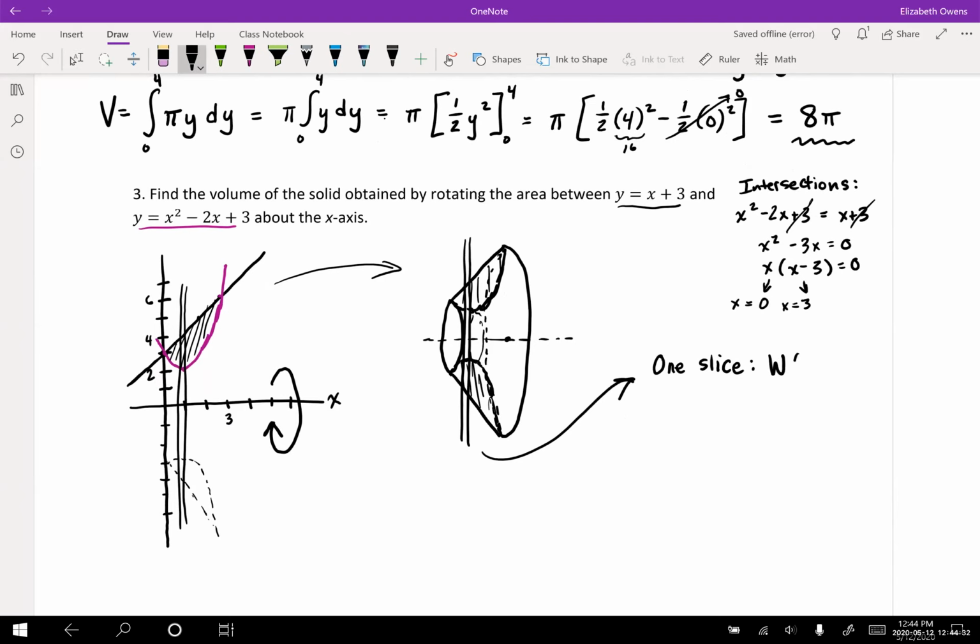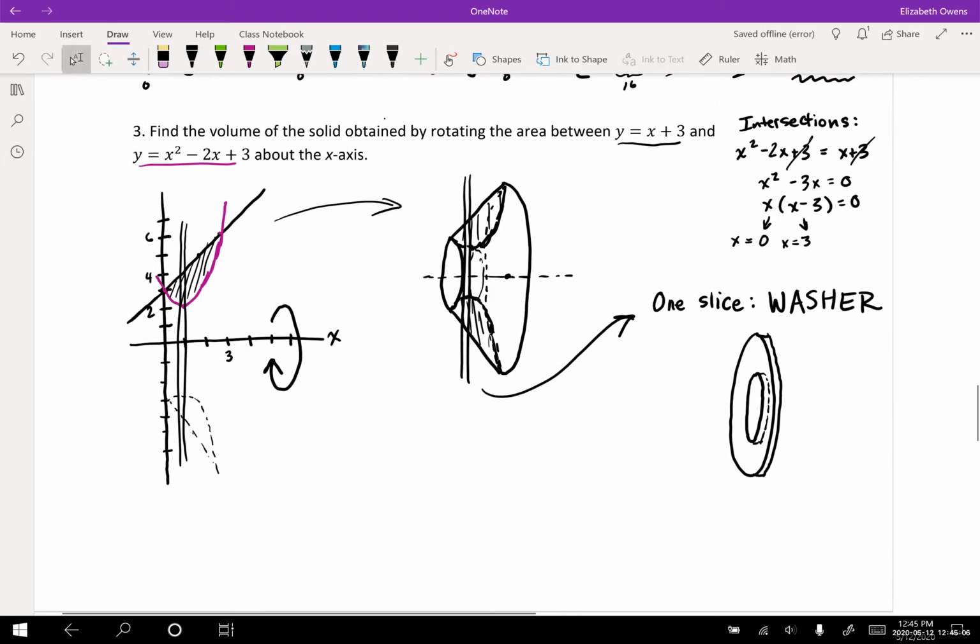So one slice here is a washer. It has a hole. So we'll sketch that washer. All right, it's got a little thickness that way, and it does have a hole in the middle. Key feature there. Okay, I'll try and represent that hole. Okay, so we need to think of the volume of that washer.